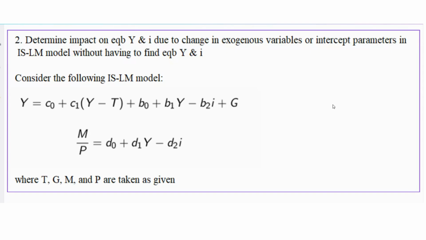Now we want to look at how we can use Cramer's rule to determine the impact on equilibrium output and interest rate due to changes in exogenous variables or intercept parameters in the IS-LM model without even having to find the equilibrium values. So if we're only interested in the multipliers, then we can use Cramer's rule to determine them without first having to find the equilibrium values and then using those to find multipliers. For this, we'll consider the following IS-LM model.